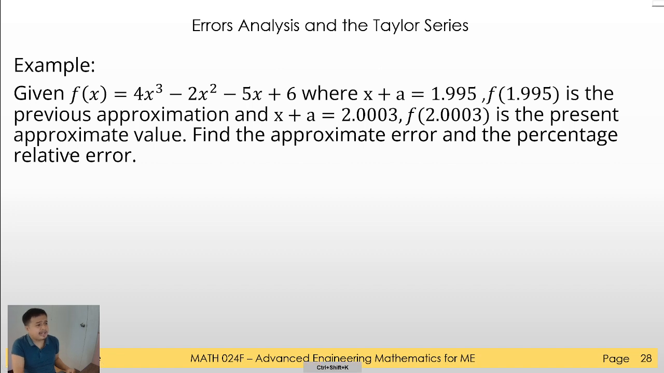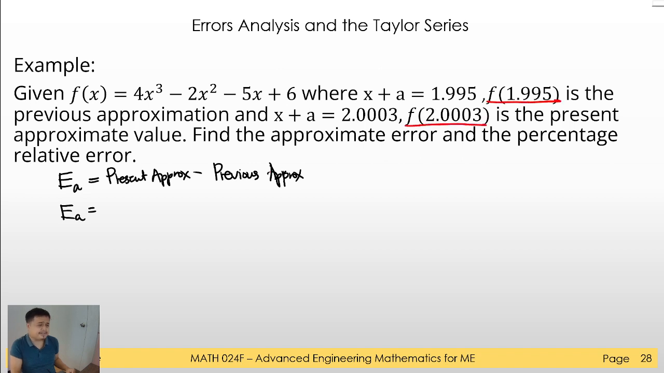So okay, let's begin with finding the approximate error E sub A, which is basically the present approximation minus the past or the previous approximation. In here, the approximate error is the difference between these two functions, since the present is f of 2.003 and the previous approximation is f of 1.995.